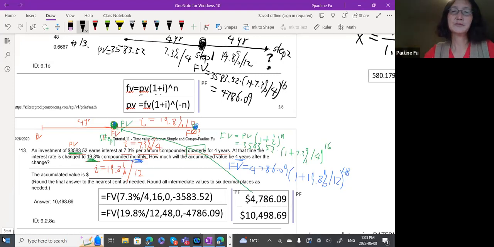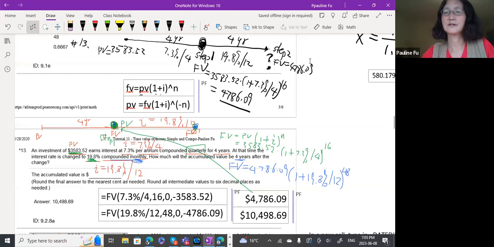So in step 2, you still need to use the future value formula, FV, but this time the present value is the result of step 1. So present value is this number, 4786.09. This is the present value. And then this value times 1 plus i.